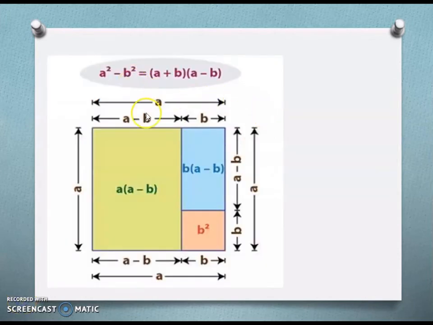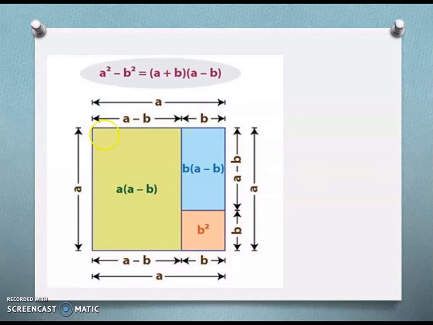For the geometric proof, you will consider again a square of this side a. This is the bigger square, and which we are dividing into this. a minus b we are taking as one length and b as another. So these are the portions it has been divided into, these rectangles. One is of area a into a minus b. Here a is the length and a minus b is the breadth. Then a minus b into b. This is another one, and b square is another one.